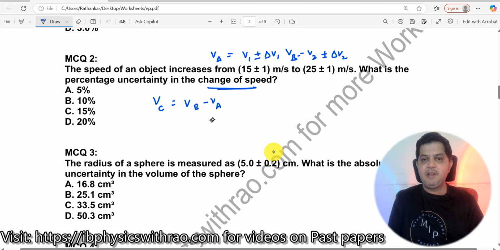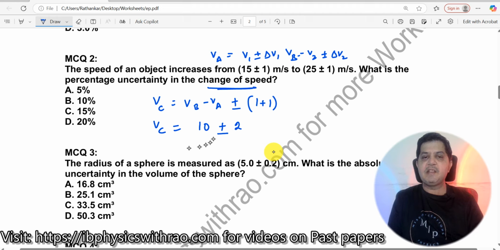If I am doing this, then what will be the uncertainty here? The uncertainty will be added up, which will be delta V1 plus delta V2. What is delta V1? 1, and delta V2 is 1. So 1 plus 1 over here. I am not going to subtract them because errors cannot be subtracted. You need to add them. So VB minus VA would be 25 minus 15, which should be 10 plus or minus 2. This should be your VC.